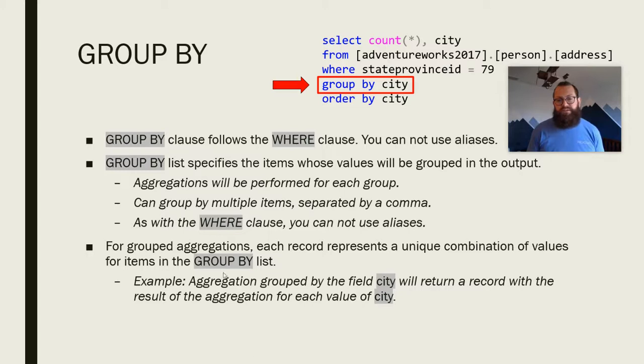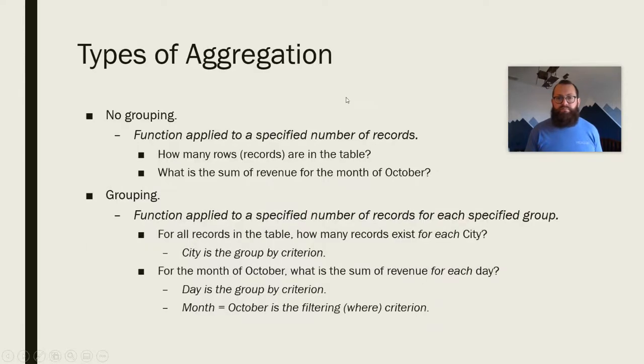For this particular example, the aggregation grouped by the field city will return a record with the result of the aggregation for each value of city. So what does that mean? Your number of records is ultimately going to be the number of distinct values for the field city. And for each distinct value of the field city, you're going to have a number of records that ultimately have that value. And now I'm just going to jump over to SQL Server Management Studio.